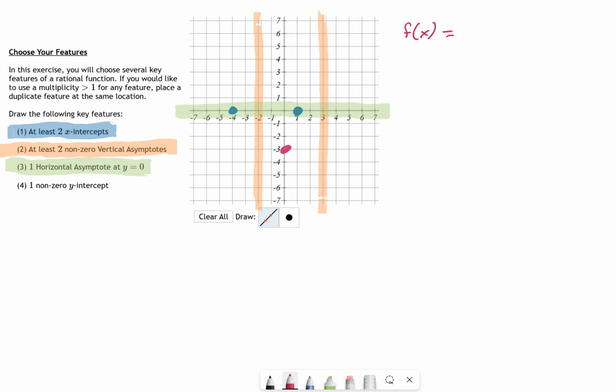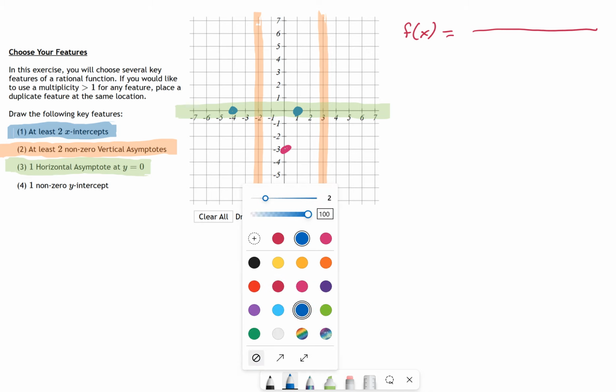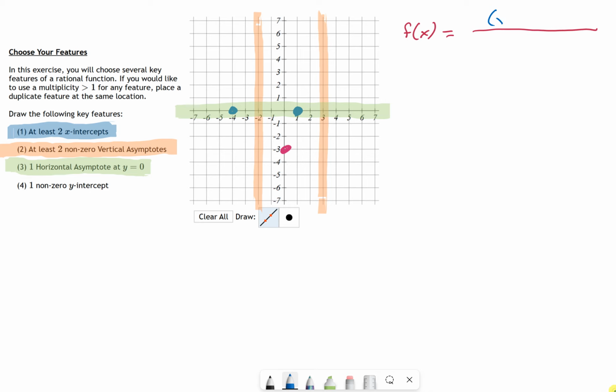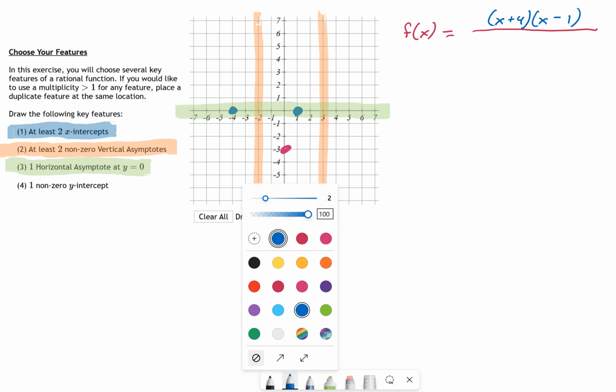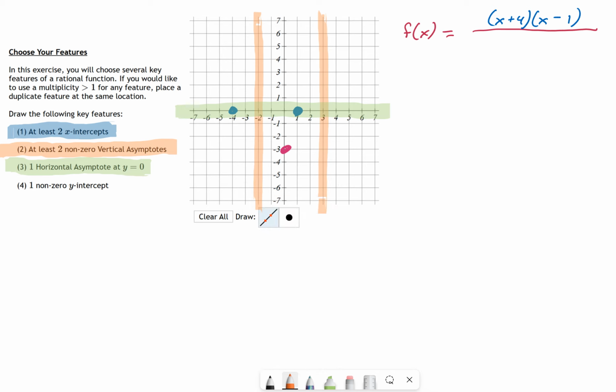F of x equals, and I need a fraction, and I'm going to put my x-intercepts on top. Let's color code those so we all see what's going on here. That's going to be x plus 4 and x minus 1 are my x-intercepts. And then I want those two vertical asymptotes on bottom. That's going to be x plus 2 and x minus 3.